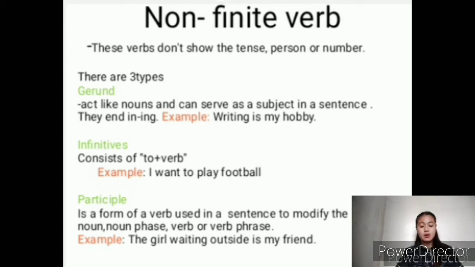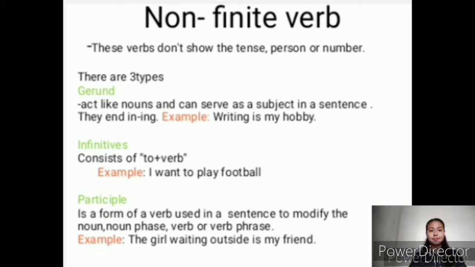Non-finite verbs don't show the tense, person, or number. There are 3 types. First, gerund. Gerunds act like nouns and can serve as a subject or object in a sentence. They end in -ing. Example: Writing is my hobby.